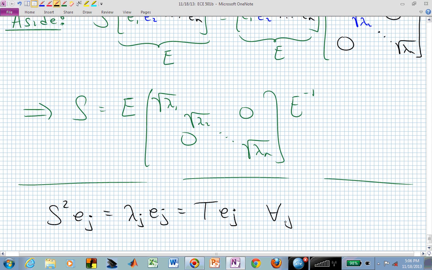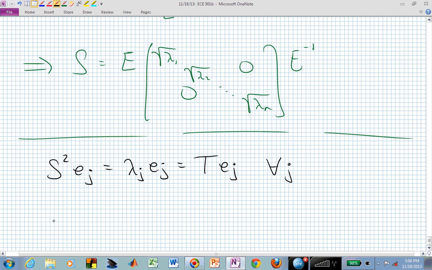And this is true for all j. But if that's the case, and E sub j is an orthonormal basis vector, so you could stack all of those up again in a matrix, divide out that matrix capital E, and you have T is S squared. So S, by definition now, is the square root of T. And it's a positive square root because of how it was constructed out of these positive square roots of the eigenvalues of T.